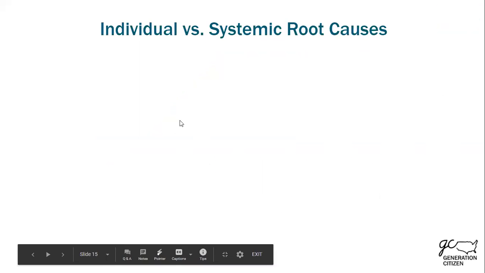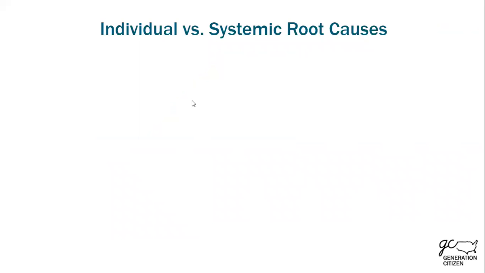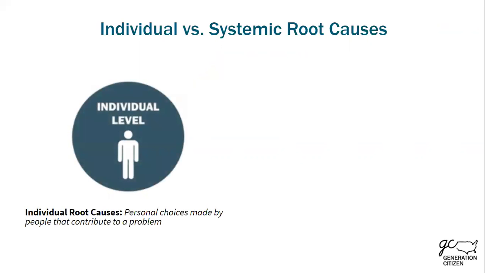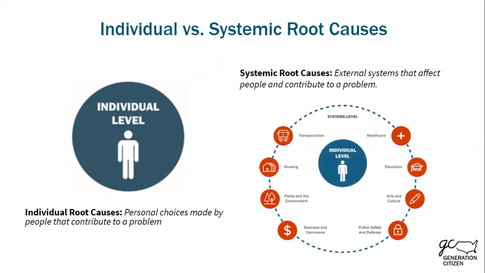So the next piece is going to be understanding systemic root cause. We believe in trying to frame the conversation around systemic issues. And the way we have this drawn up is through this image of an individual working within a whole different number of systems. So you'll see on the right, the individual surrounded by transportation, healthcare, education, arts, and culture.